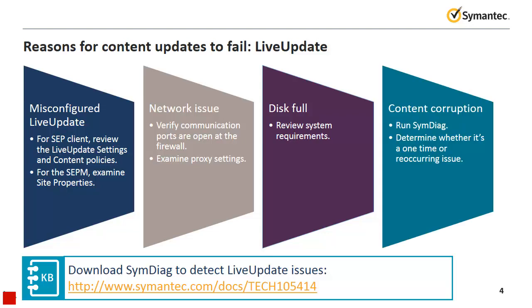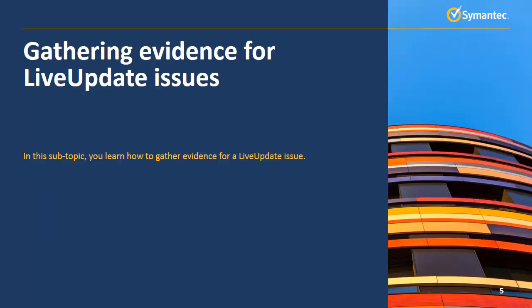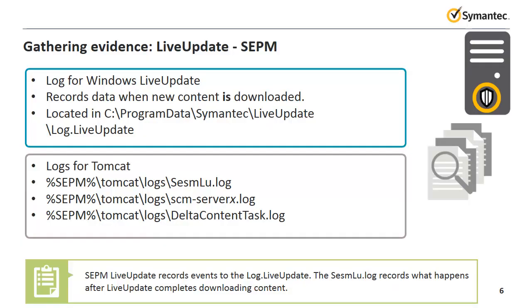Content corruption can also cause LiveUpdate issues. You can identify content corruption by running SymDiag on the system. It's also a good idea to determine whether it's a one-time or reoccurring issue. So let's apply the troubleshooting methodology to resolving LiveUpdate issues.